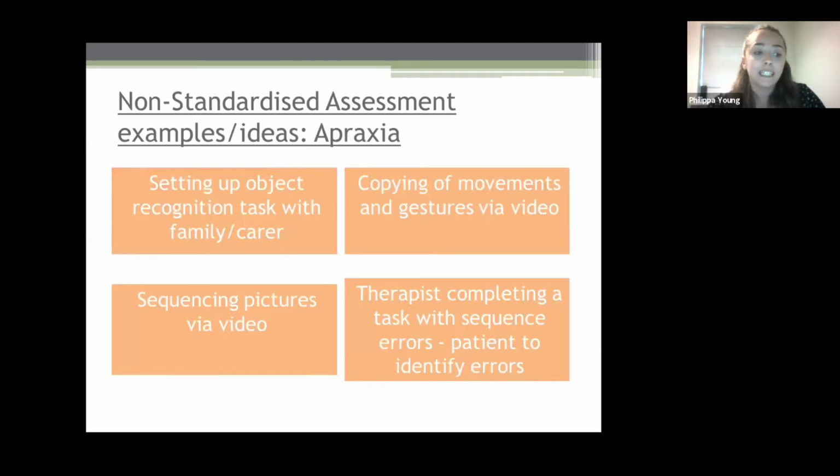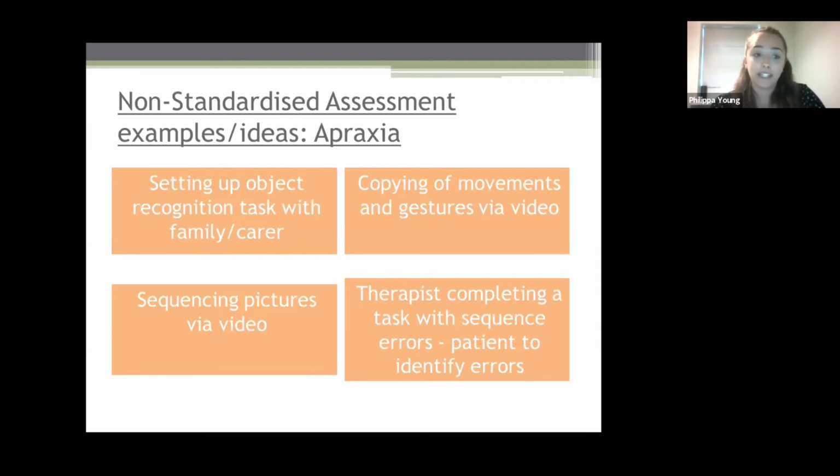For apraxia, the Tulia screening tool can be done quite easily via video call, so you're assessing their gestures and copying of movements. You could set up an object recognition task. You could ask the carer to lay out lots of household items on the table in front of them, positioned so the camera can see the items, and ask the patient to identify an item for a particular function. So you'd ask, what would you use to clean your teeth? Point to the food item.